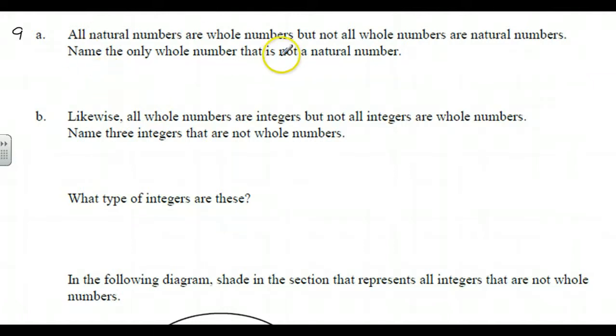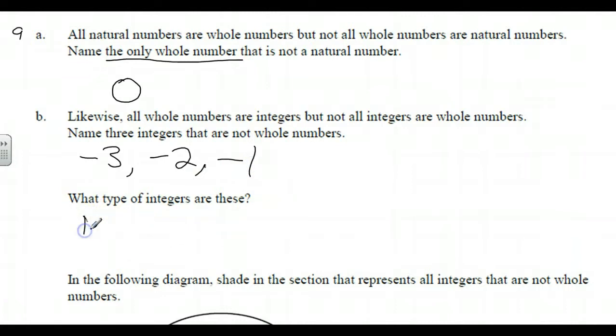All natural numbers are whole numbers, but not all whole numbers are natural numbers. Matter of fact, there is only one, the only whole number, 0. It's the one that looks like a hole. See, whole, H-O. Likewise, all whole numbers are integers, but not all integers are whole numbers. Name 3 integers that are not whole numbers. How about Fred, Wilma, no, we have to name numbers. So -3, -2, -1. Basically, the negative integers are not whole numbers.